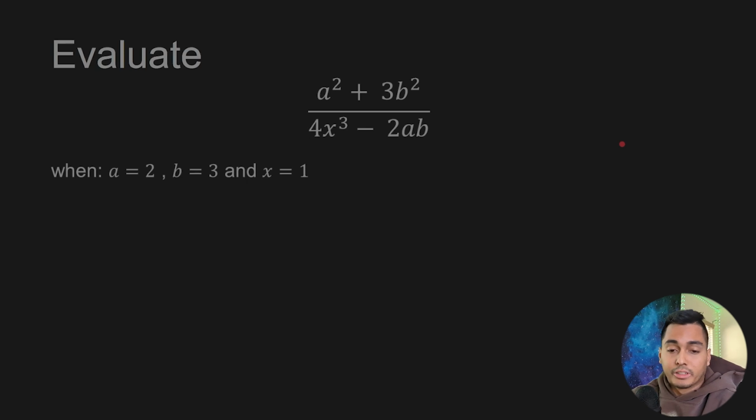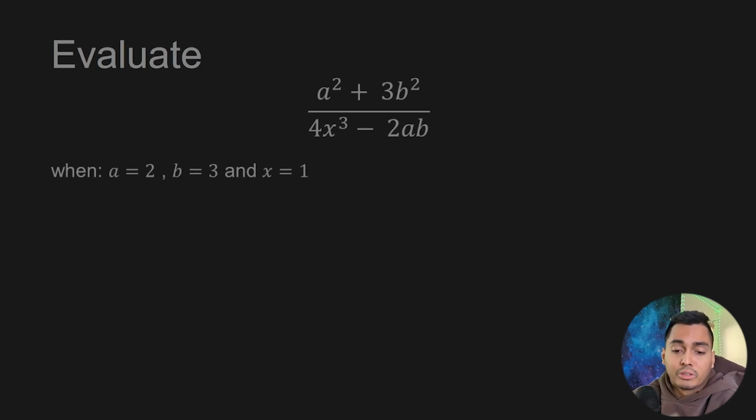All right, and so for our last expression, we want to evaluate a squared plus 3b squared in the numerator all over 4x cubed minus 2ab when a equals 2 and b equals 3 and x equals 1. So go ahead and pause here and see if you can evaluate this by yourself, see if you can get the correct answer before moving on.